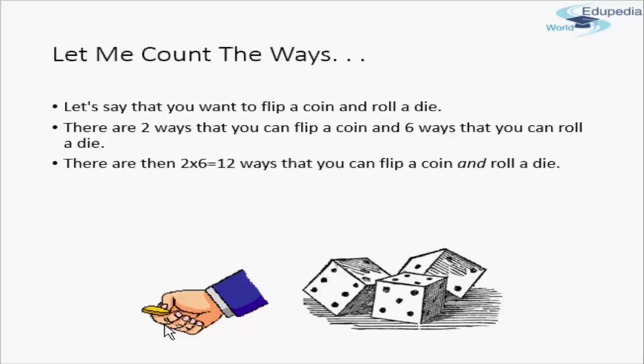It's really basically common sense. If you flip a coin and you get heads, then you can get any of the 6 numbers on the die. And just like that, if you flip a coin and you get tails, then you can get any of the 6 numbers from the roll of a die as well. So altogether that becomes 12 possible outcomes. So this is the fundamental counting principle.